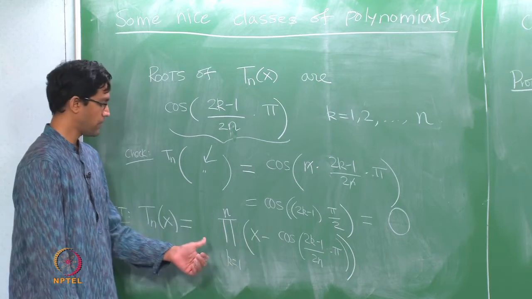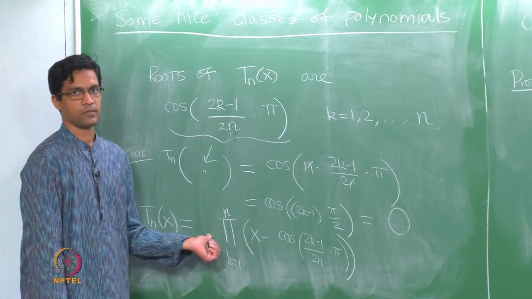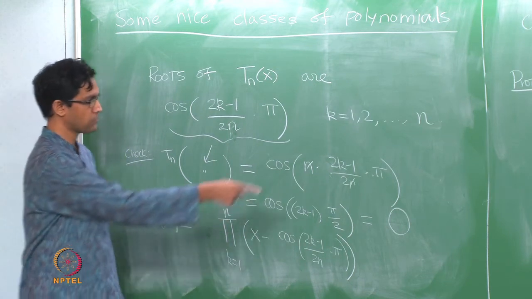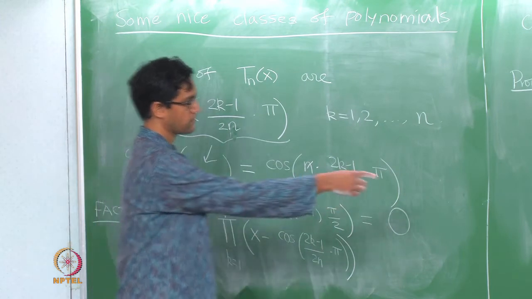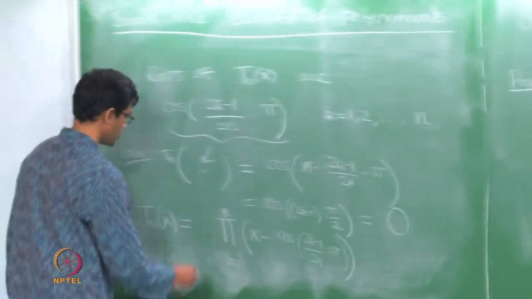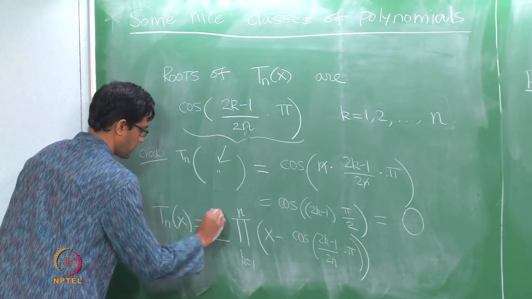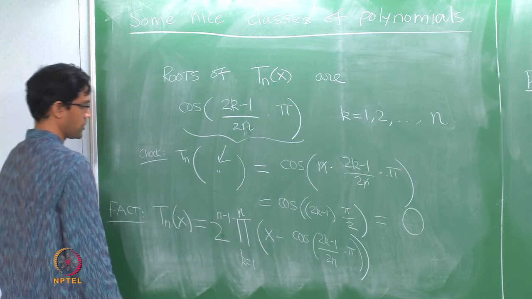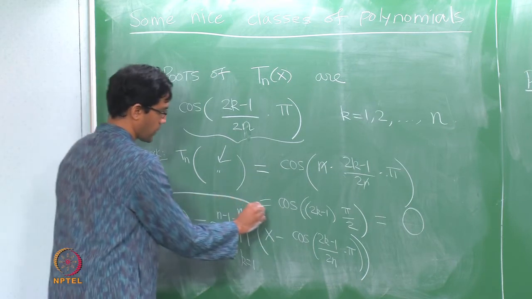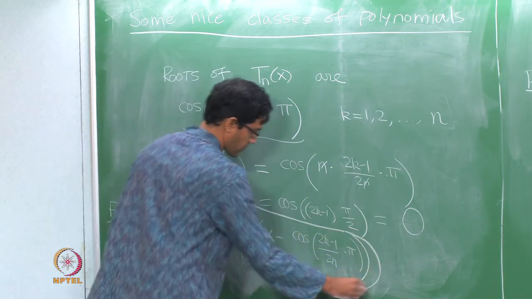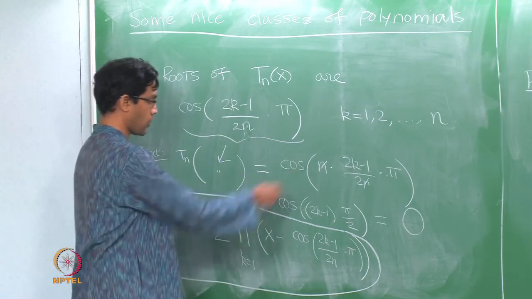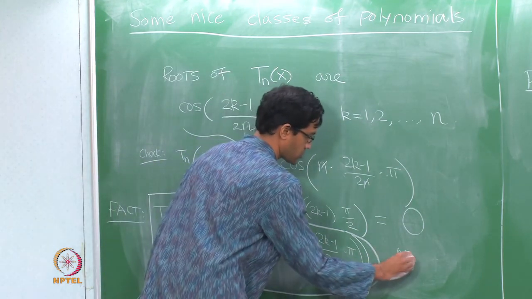But of course there could be a constant in front, right. These will not capture the constant in front, but remember that was one of the things I said: Tn of x looks like 2 to the n minus 1 times x to the power n. So the constant in front is exactly the leading coefficient 2 to the n minus 1. Okay, so here's the final fact which you can deduce from the knowledge of the roots. This statement is true for n at least 1.